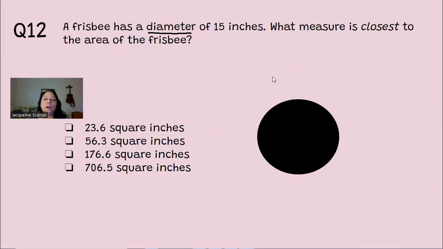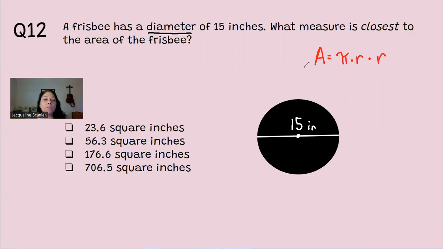So I need to remember what a diameter is. Remember, the diameter goes from one edge of the circle through the center point of the circle to the other edge of the circle. So this would be my diameter. It's telling me that it is 15 inches. It also wants me to find the area. And so the formula for the area of a circle is pi times my radius times my radius.